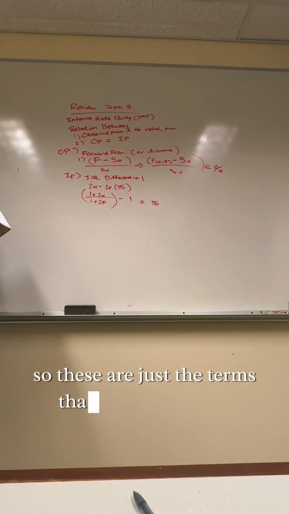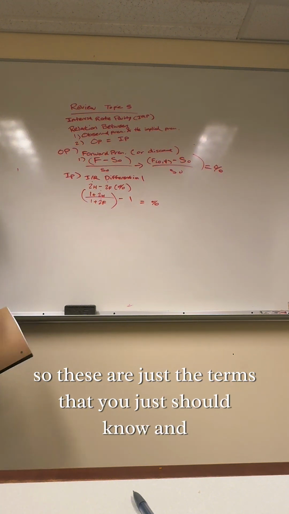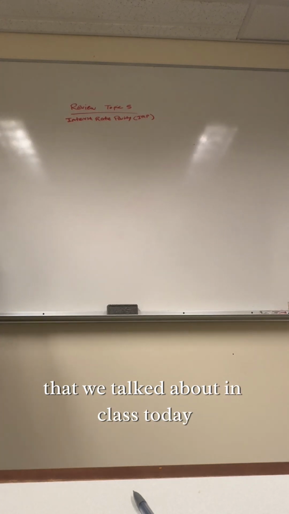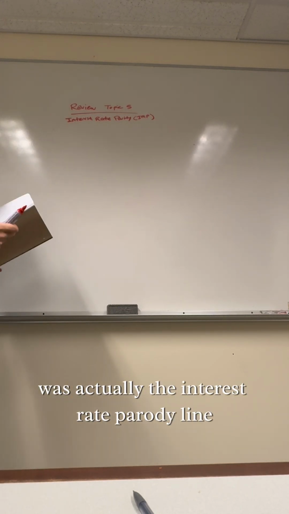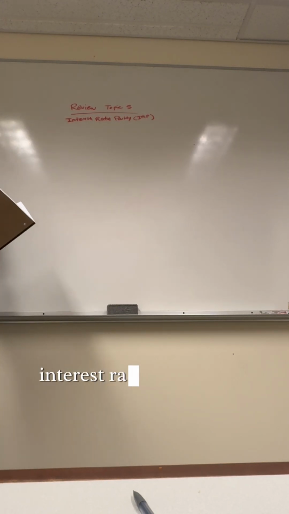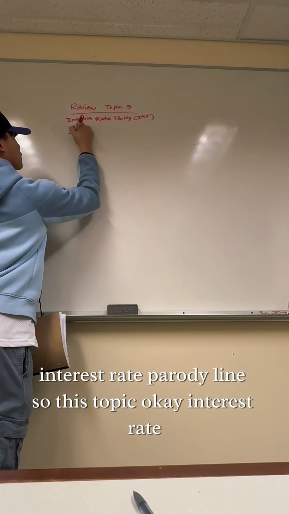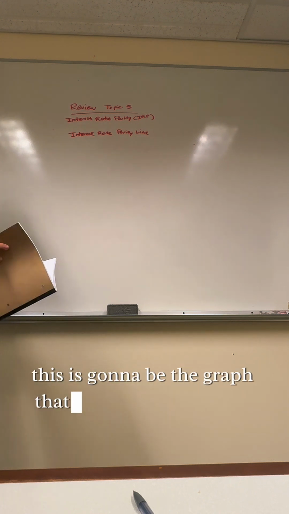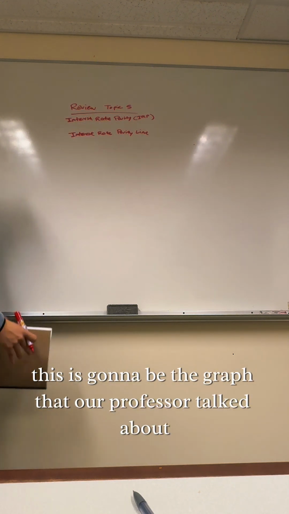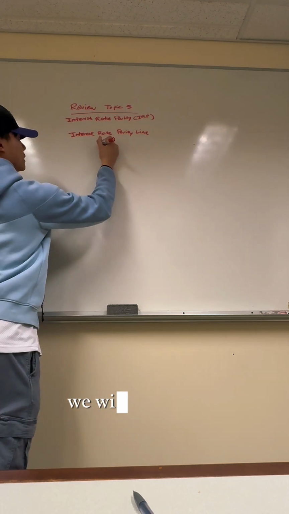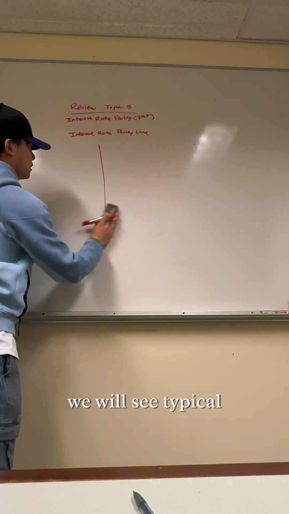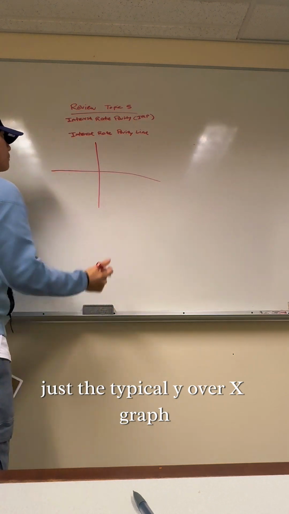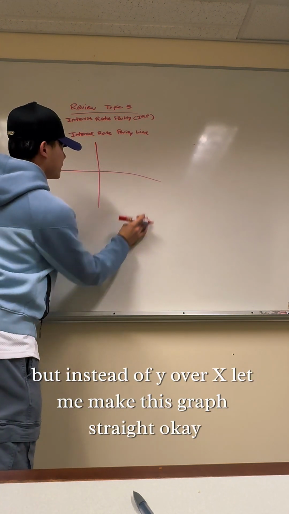All right, so these are just the terms that you should know, and that we talked about in class today. What we talked about was actually the interest rate parity line. This is going to be the graph that our professor talked about, the typical y over x graph.